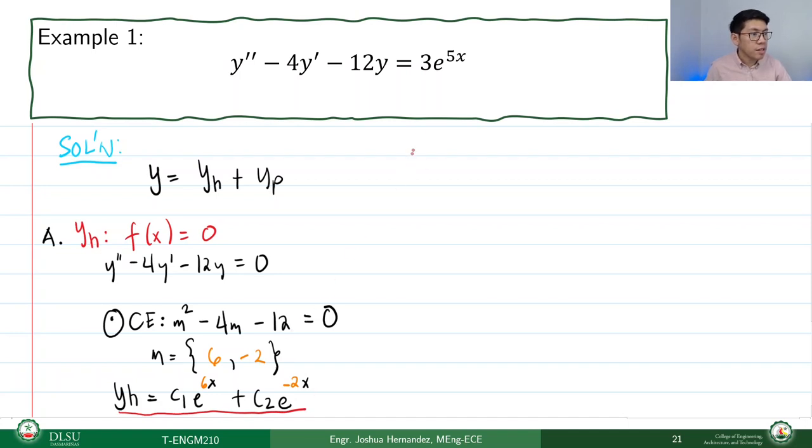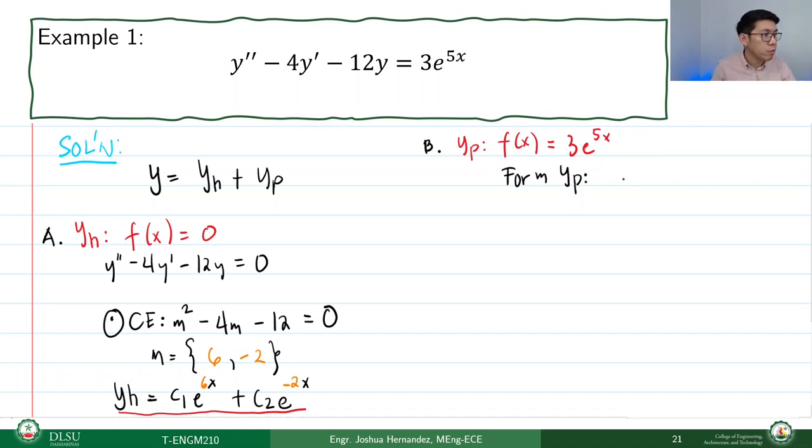We can now proceed to the second part, which is our YP, the particular solution, which is when f of x is not equal to 0, but equal to 3e raised to 5x as given in the problem. Now, in finding our YP by the method of undetermined coefficients, we'll have to look at the form of our f of x. So what will be the form of our YP? What is the trial YP here based on the f of x?